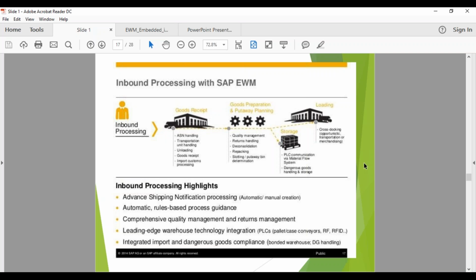Or else, as I mentioned, the business will do the packing with their own brand. That is also called repacking. Okay, and then put away bin determination: when we have received the goods, after the goods receipt, the system will determine the put away bins where the part or material needs to be placed. That is put away bin determination.